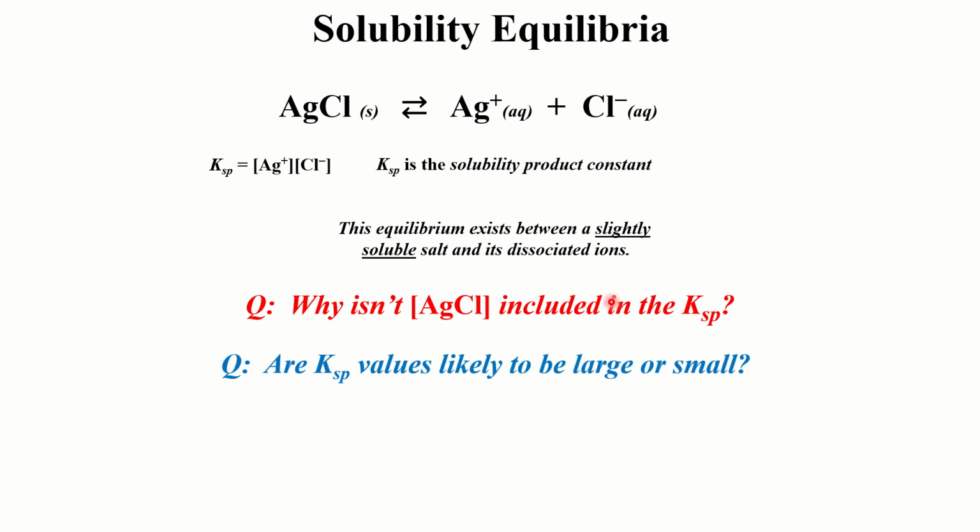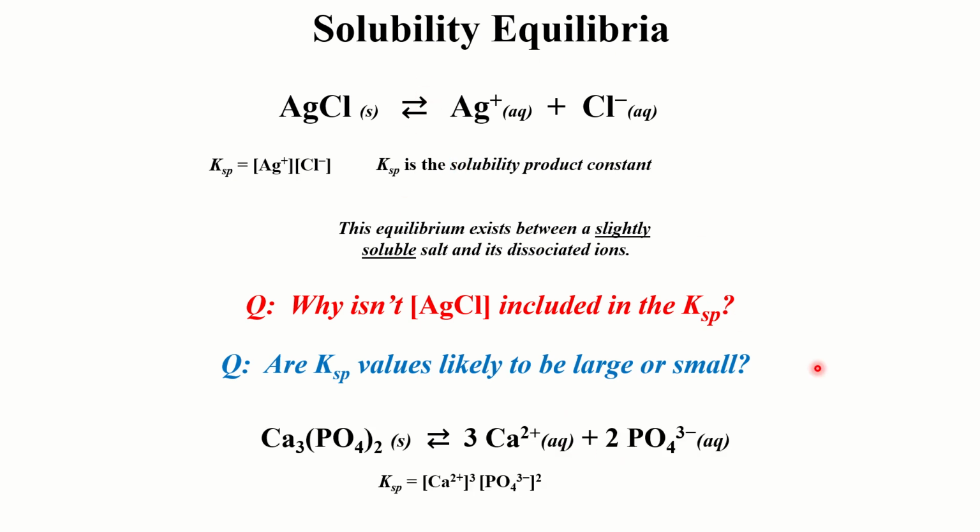Oh, and I just answered this question right here. Second question, are KSP values likely to be large or small? You should recognize that these values are likely to be small, since most of the solids we're going to be working with are those that we were taught were insoluble, which means in this case, they are actually just partially dissociated. Anything that is considered to be soluble, like sodium chloride, for example, completely dissociates into its ions, and so it would just be a forward-only arrow instead of using this double, reversible equilibrium arrow.